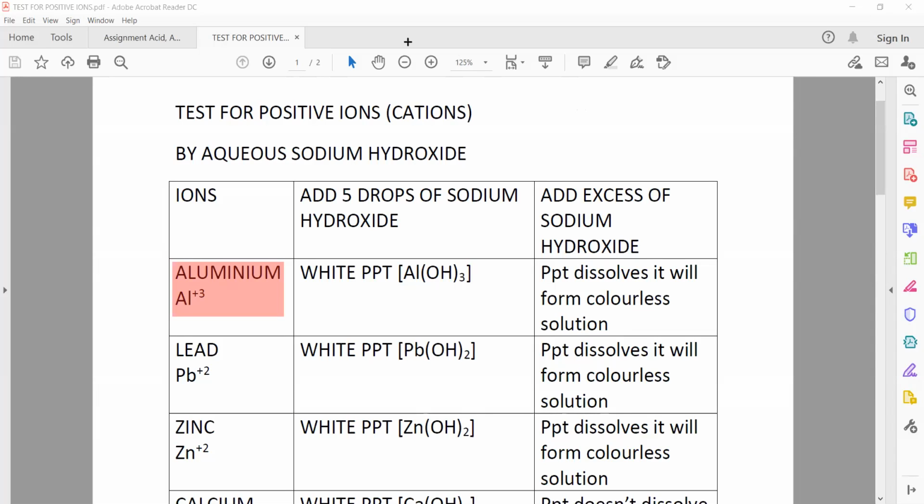If I say this is the test tube, and this test tube contains a salt, and inside this salt there is aluminium ion, Al3+. To this we add 5 drops of sodium hydroxide, NaOH. When we add 5 drops of sodium hydroxide, we will observe a white precipitate. And what is this white precipitate? It is due to the formation of aluminium hydroxide.